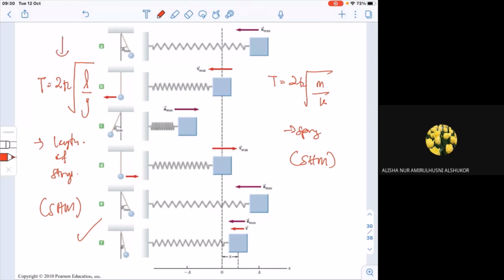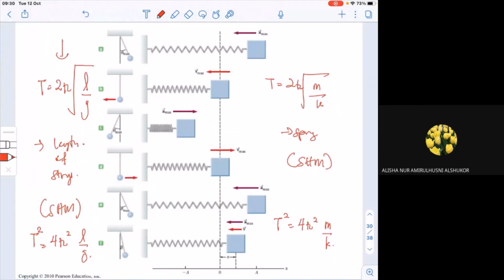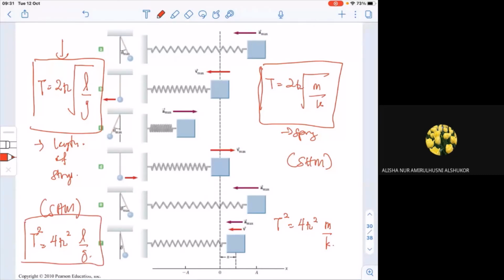So we can use T equals 2 pi square root of L over g, and if you square the value, it becomes T squared equals 4 pi squared L over g. And T squared equals 4 pi squared m over k. So we currently have two equations: for the pendulum, T equals 2 pi square root of L over g, and for the spring system, T equals 2 pi square root of m over k. If you square both sides, you get T squared equals 4 pi squared L over g, and also T squared equals 4 pi squared m over k.